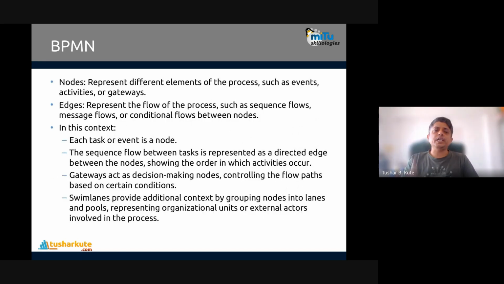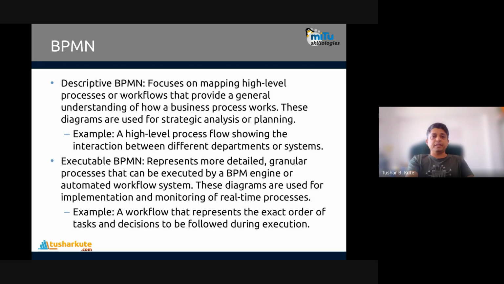What do they contain? Nodes for connecting events and activities. Edges are there for the flow of the process. Commonly, the nodes are of different types, just like a flowchart contains. Here also we have different kinds of nodes. In this context, each task or event is a node. Sequence is present. Gateways are there for making decisions, and swim lanes are present between them.